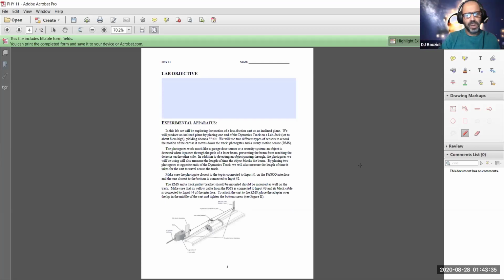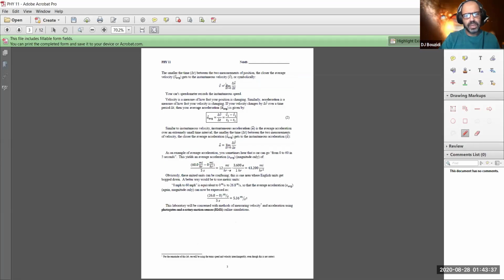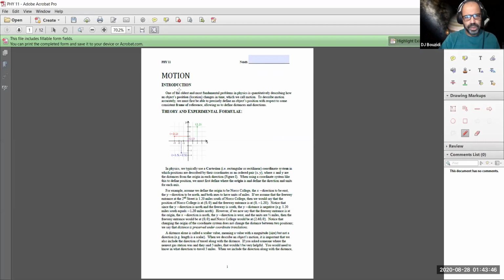So I'm just going quickly through, and here I'm assuming that you guys will try to understand what the velocity is, what the acceleration is. Try to understand what the introduction meant in here. One of the oldest and most fundamental problems is the motion itself. So to describe motion accurately, we must be able to precisely define the object's position in respect to it. So that's the purpose, is to study this motion, and motion is velocity, really, okay?